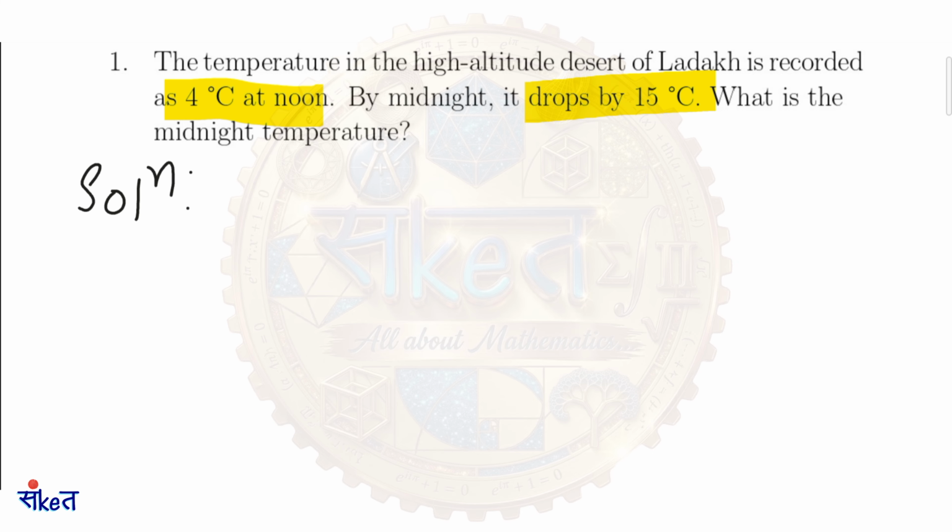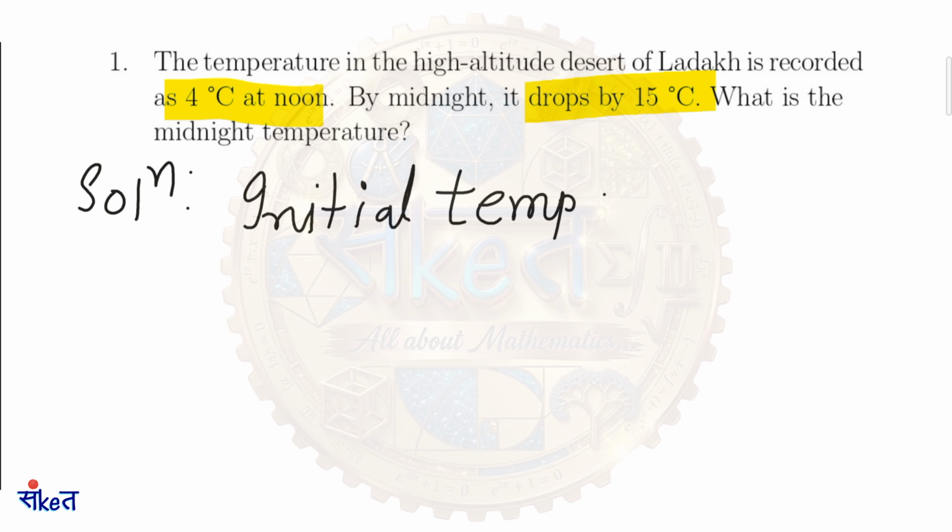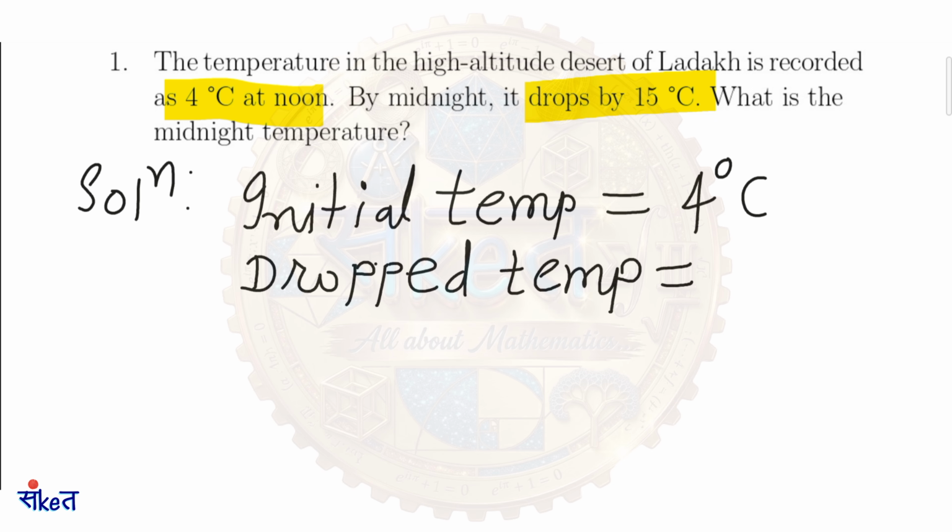Given initial temperature, that is in noon. So here we have given initial temperature at noon is equal to 4 degrees Celsius. Dropped temperature is equal to 15 degree Celsius.